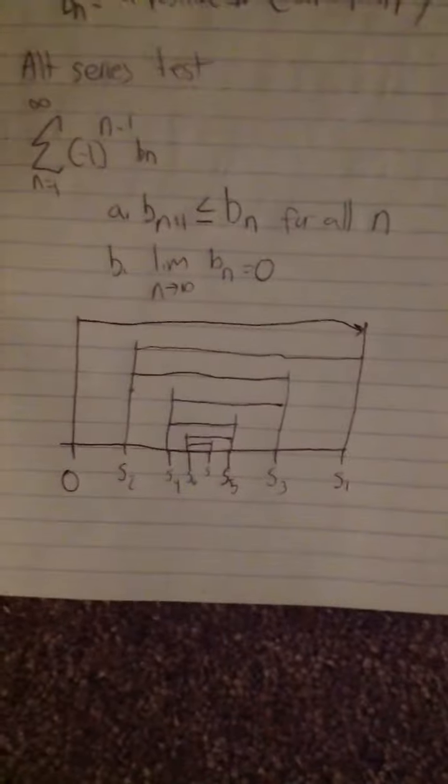Now here we have a chart that shows that partial sum 1 is greater than partial sum 2. You can see it right here, partial sum 1 is greater than partial sum 2, which is greater than partial sum 3, all the way down to s. Continue on. We can see that we can prove this.